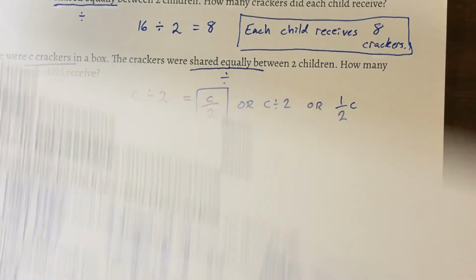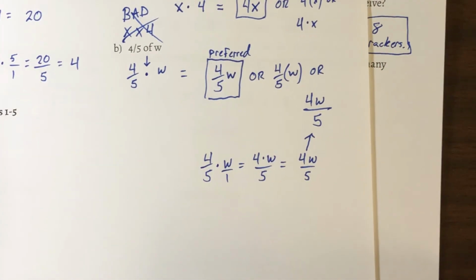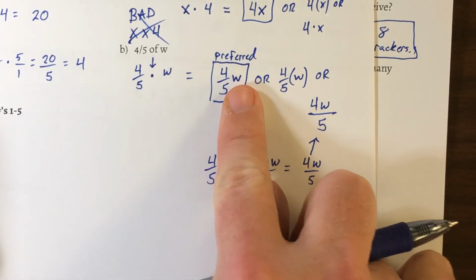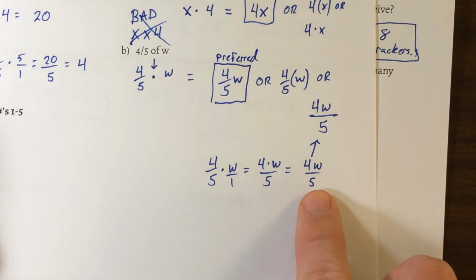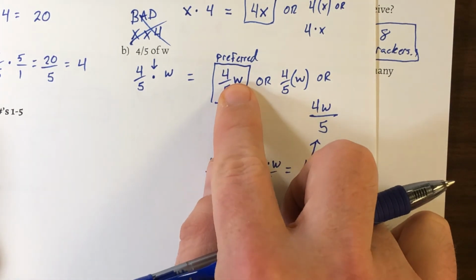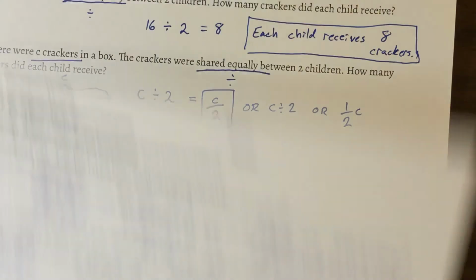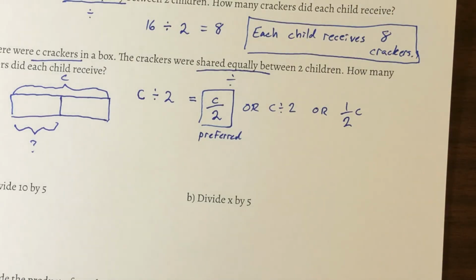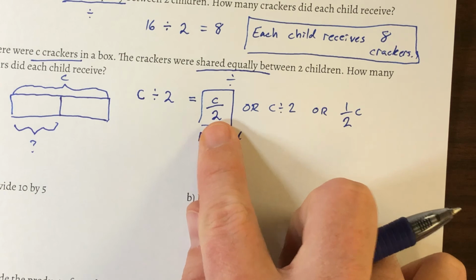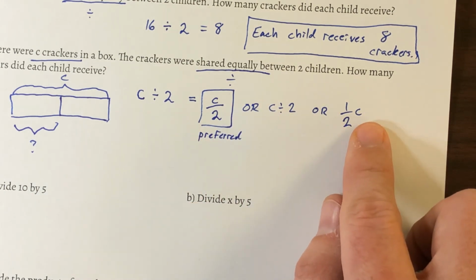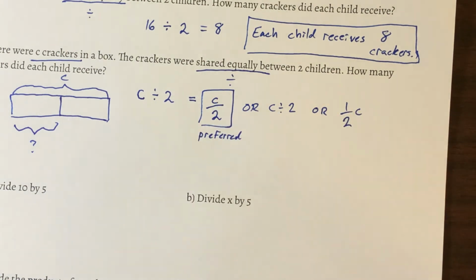Kind of like, let's go back to our other example real quick. 4/5 w, again, was the same thing as 4w over 5. So the letter can be in the middle of the fraction or on top of the fraction. So c over 2, c divided by 2, or 1/2 c. They all mean the same thing. The first and the last are the preferred ones.